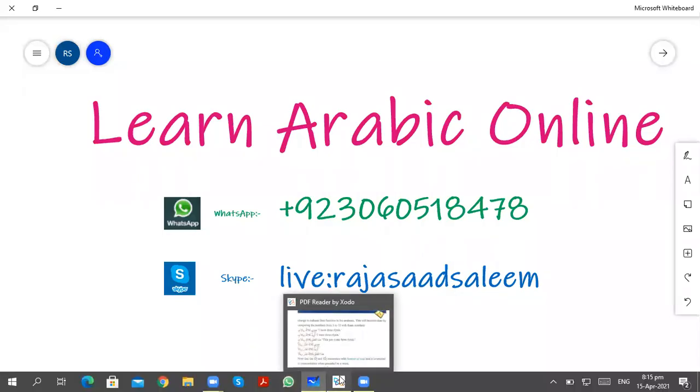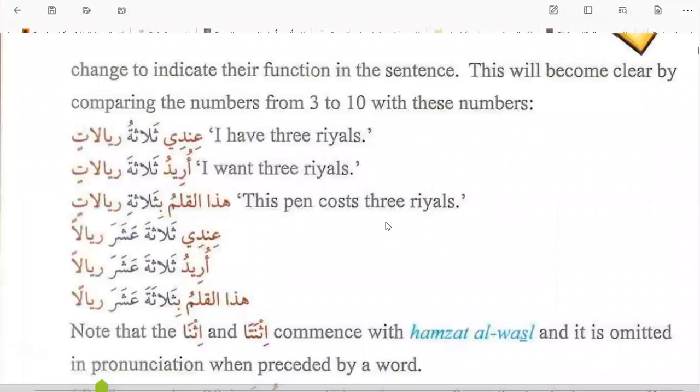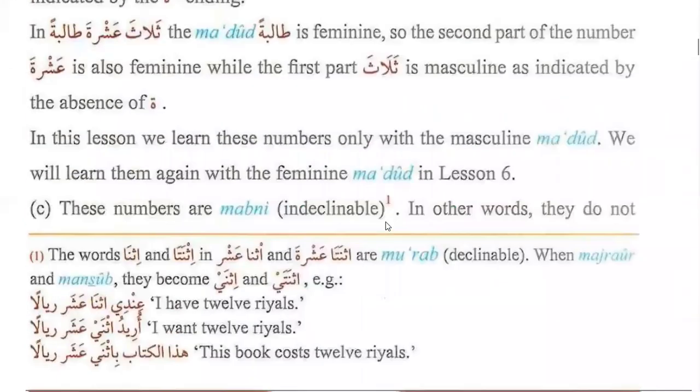Bismillahir Rahmanir Rahim. Before the break, we stopped here. Ms. Serena, continue from this point, number C. Okay, sir.